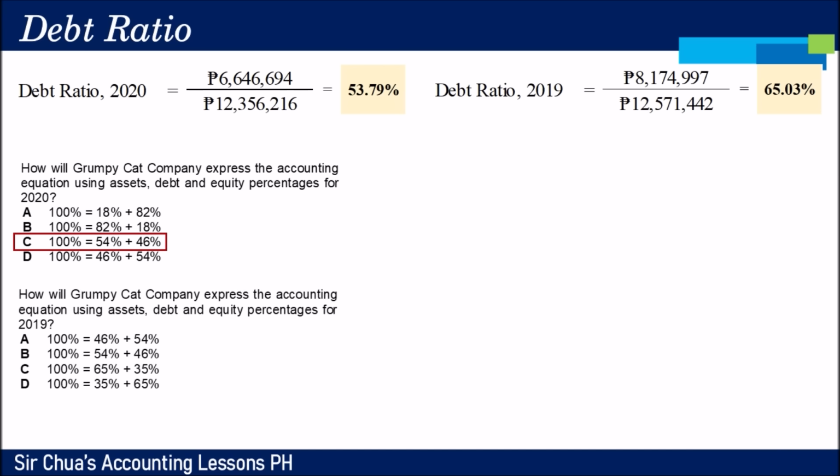Let's do the same for 2019. How will you express the accounting equation for 2019? The correct answer is letter ganun pa rin, Catriona, letter C, 65 plus 35%. Mas malaki po kasi talaga si debt ratio natin ng 2019, which is 65%, which gives us only 35% of equity nung 2019. So as you can see, we're just applying the accounting equation here in your percentages.